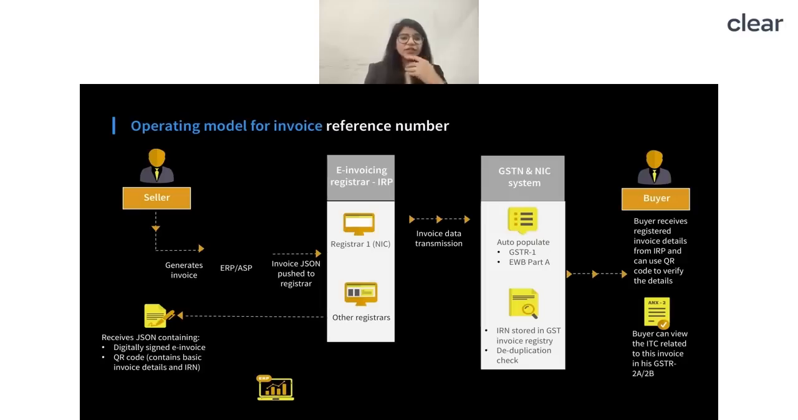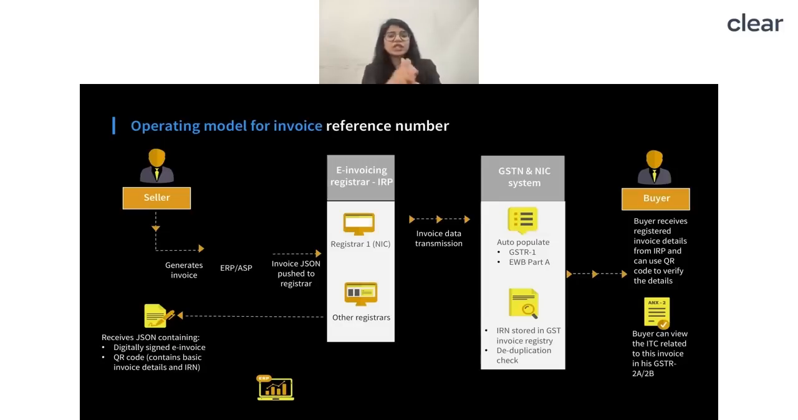For the process, there is obviously a seller, because we are talking about all outward supply, which means the seller is liable to register on the NIC portal, and that person is required to generate the IRN number. So the seller will generate the invoice, which is a normal invoice, on the ERP and the ASP, normal as they do today also. They have to generate this invoice.